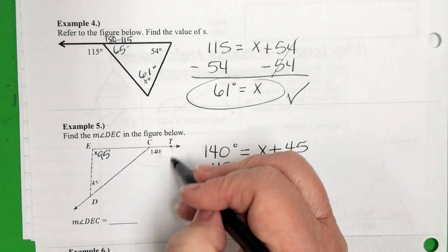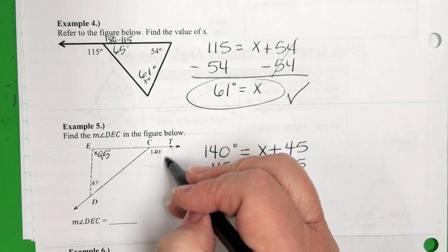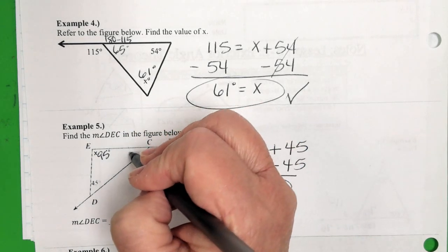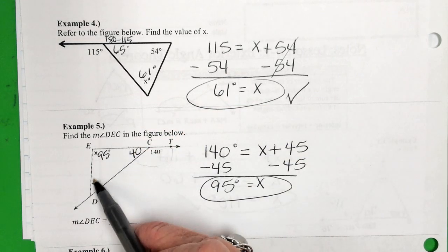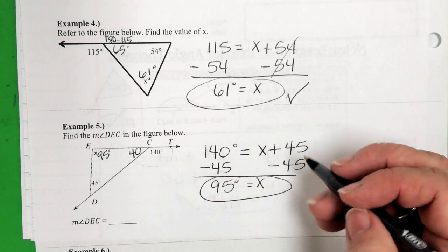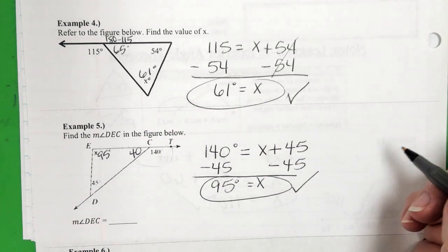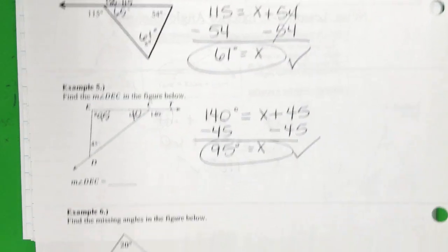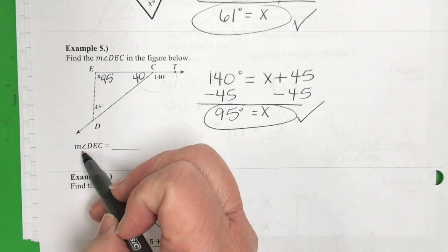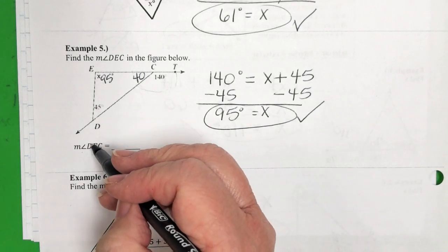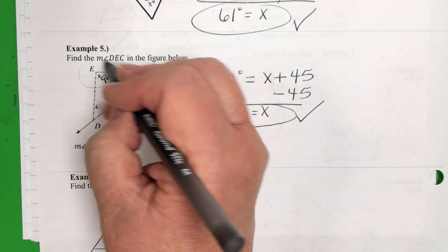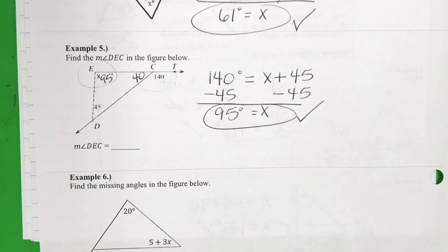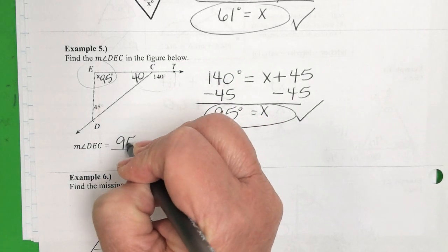We know that these are supplementary. So 180 minus 140 is 40. And when I add these three angles together, I know they're also 180. So I know my answer is correct. And remember, we can name an angle by measurement of angle DEC. DEC, the vertex is E. So that's what we were looking for, 95 degrees.